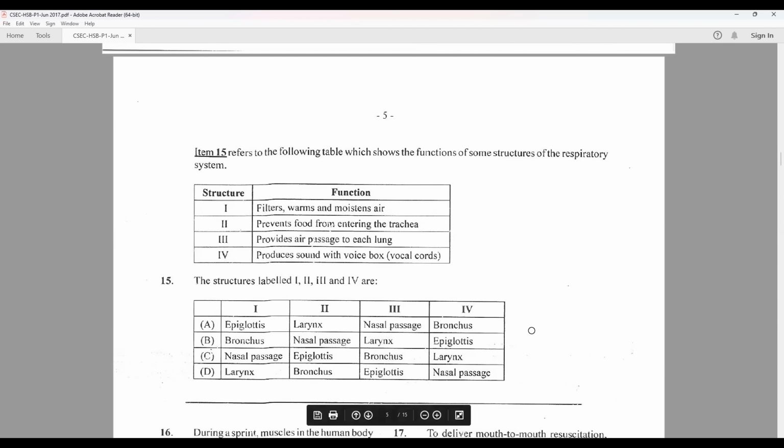You're giving the names of the structures, and we will just tell you that this one that filters, warms and moistens air is the nasal passage. The epiglottis is what prevents food from entering the trachea. The bronchus or bronchi is what allows air into each lung. There's a left and a right lung, and the larynx is another name for voice box. So C is the answer.